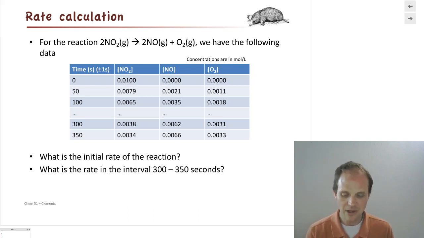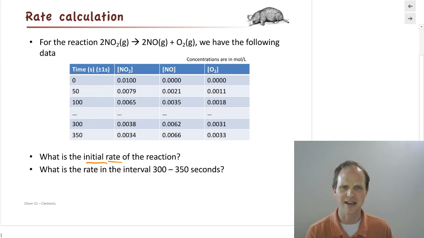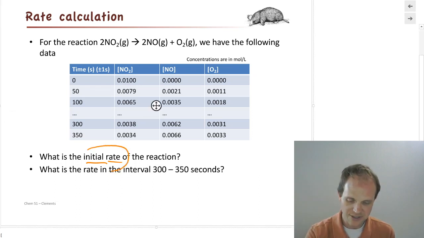But for now, what is it asking? It's asking two questions that we're going to try to answer. One is, what is the initial rate of reaction? So we've got to define what that is, because I haven't used that term yet. And then what is the rate in the interval from 300 to 350 seconds? Because remember, when we're talking about rates, since a lot of reactions have rates that change over time, because it's faster when you have more of it, slower when you have less of it, we have to specify the time interval. Initial rate. What does initial rate mean?